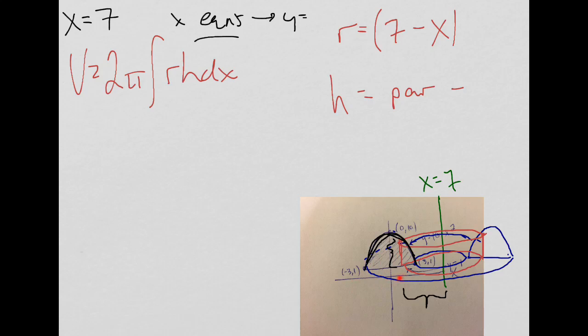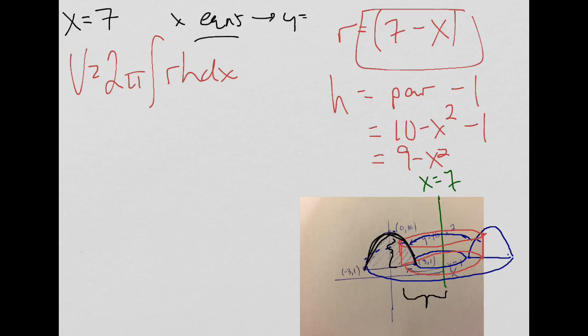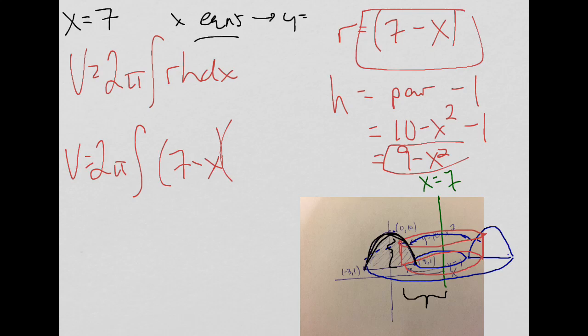If I just did the parabola, then it would take me all the way down to that x-axis. So I take parabola minus 1, and now I want x equations. The equation of that parabola is 10 minus x squared. So I get 10 minus x squared minus 1, which simplifies to 9 minus x squared. So I'm going to use this piece and this piece. So I get V equals 2 pi integral, and I'll fill the bounds in a moment, of 7 minus x times 9 minus x squared dx.